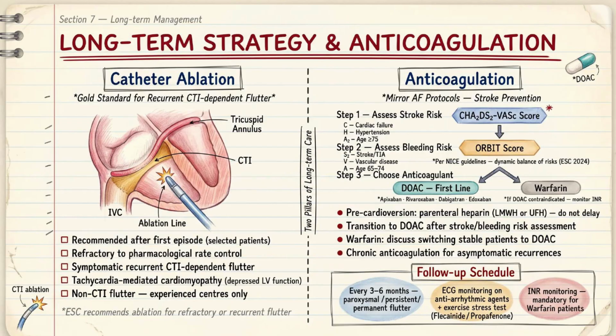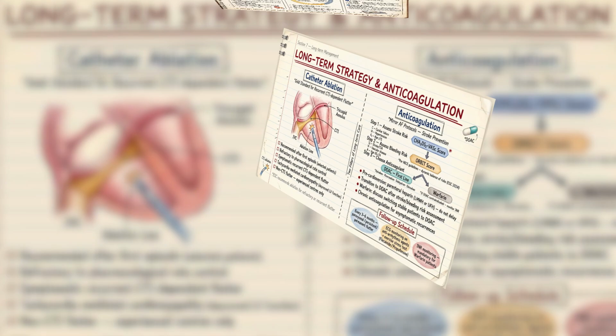Now, let's talk about stroke prevention. Atrial flutter carries a similar thromboembolic risk to atrial fibrillation. We use the same CHA2DS2-VASc score to decide on anticoagulation. Most patients will start on a DOAC, like apixaban or rivaroxaban, because they are easier to manage than warfarin and don't require constant INR monitoring.